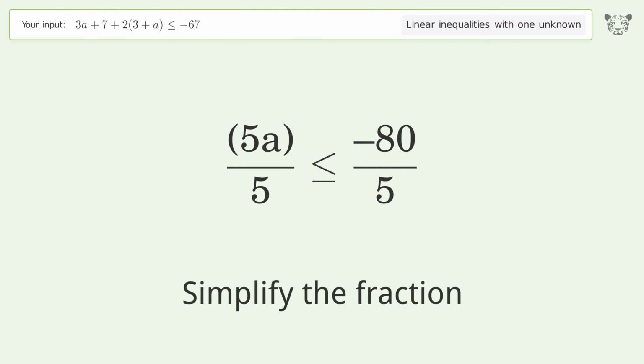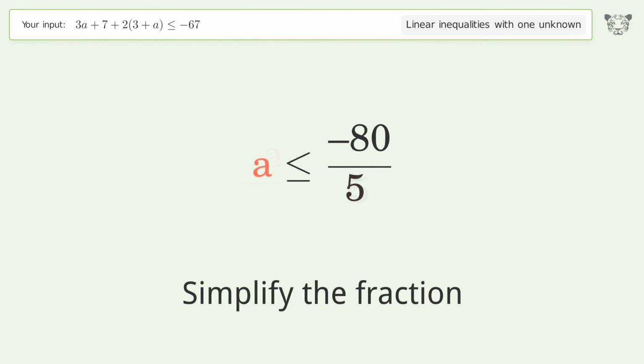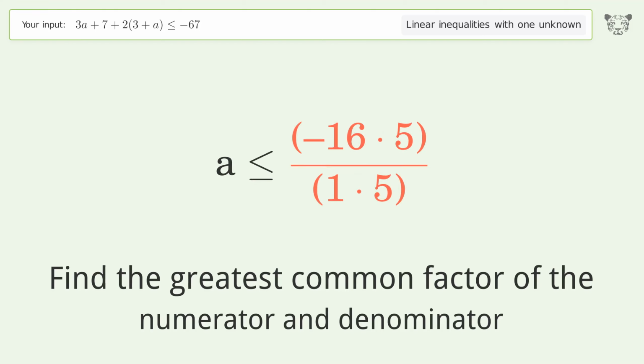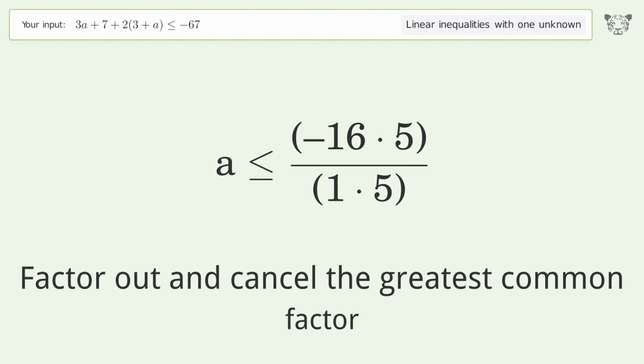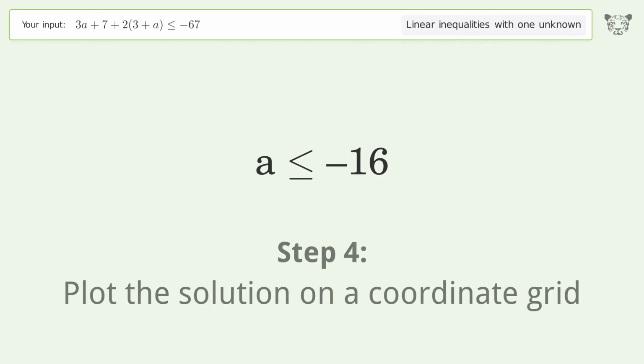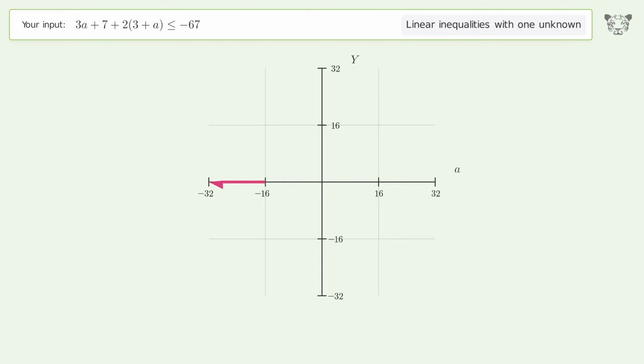Simplify the fraction. Find the greatest common factor of the numerator and denominator. Factor out and cancel the greatest common factor. Plot the solution on a coordinate grid. And so the final result is a ≤ -16.